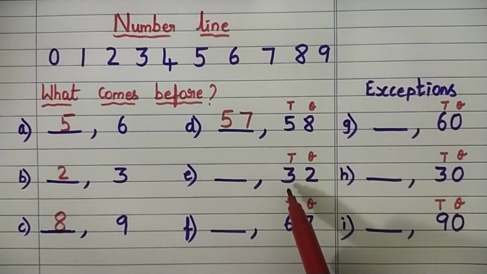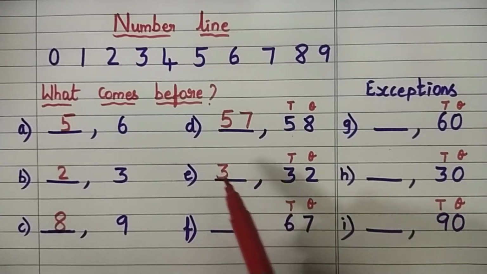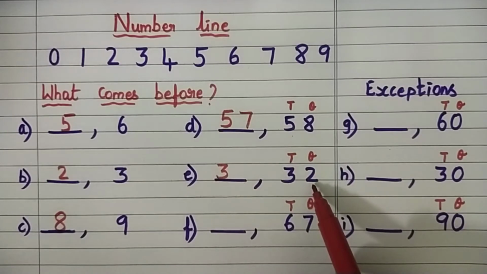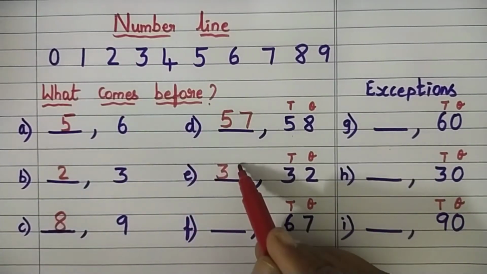So what do we need to do? For a 2-digit number, we have to write the tens place the same. Ones place, what is the digit? 2. What comes before 2? See the number line. It's 1. So write 1.